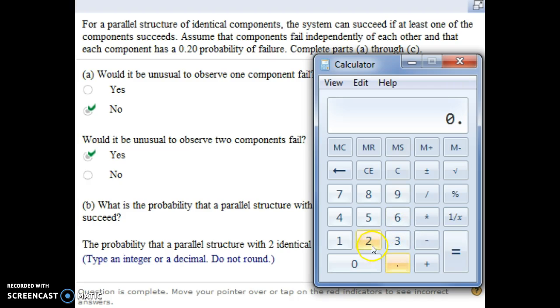Well, if you have two failing and they each have a 20% chance of failure on their own individually, multiply the probability that the first fails, which is 0.2, and multiply it by the probability the second fails, which is also 0.2. And you get just 4%. So that's less than 5%, which is where our cutoff is, we're going to say, for something being unusual. So yes, it would be unusual for a two-component system to fail.